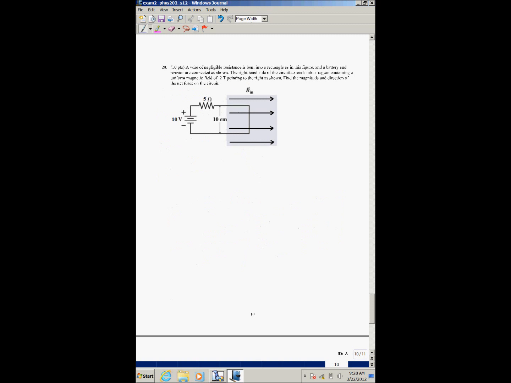Alright, a wire of negligible resistance is fit into a rectangle as in this figure. The magnetic field has a magnitude equal to 2 Tesla. It's pointing to the right as shown. I want to know the magnitude and direction of the force. That will be F equal to I L B times the sine of theta, but here theta is 90 degrees because the current is flowing in that direction and the magnetic field is pointing to the right.